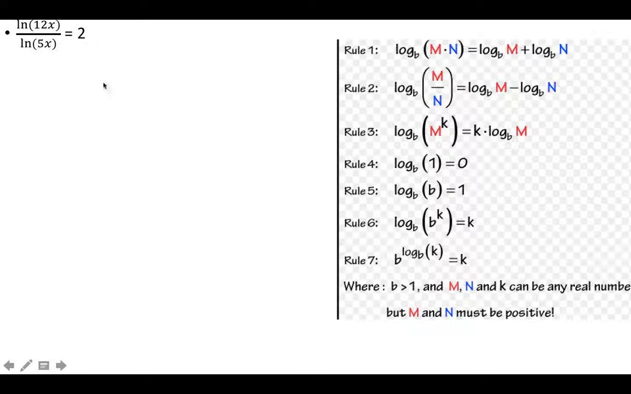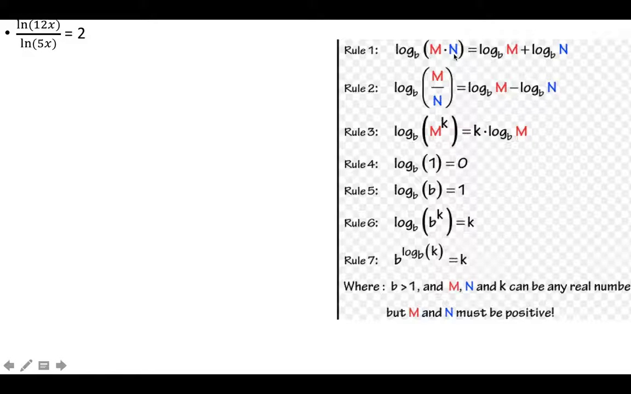First off, I want to make clear that this right here is not rule 2. We can't use rule 2 because in rule 2 there would just be one natural log and the division would be occurring inside the parentheses, which is not going on here. In here we have some log divided by another log. It's not rule 2, so we're not using rule 2.